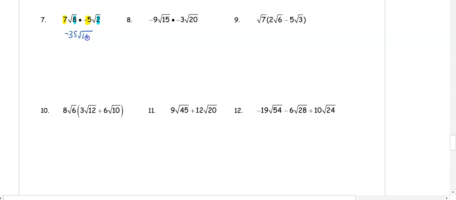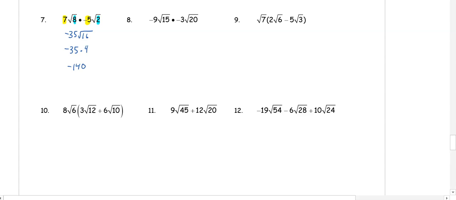Then we see if we can simplify our square root. So the square root of 16 can be simplified to 4. So we have -35 times 4. And we can multiply that together then. So we get -140.